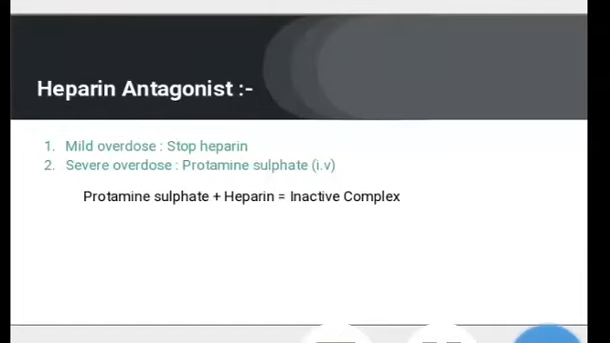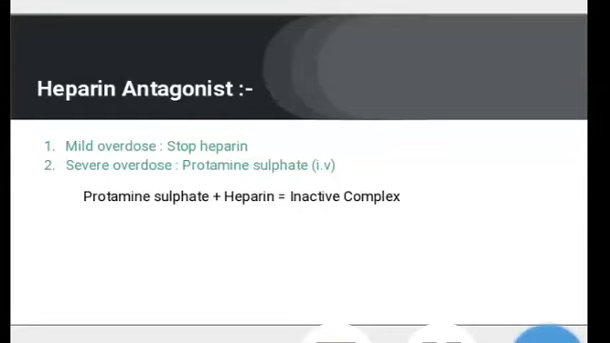the drug which is given IV in case of severe overdose of heparin. The source is derived from species of fish, and the dose of protamine sulfate in heparin toxicity is 1 mg for 100 units of heparin. Protamine sulfate binds with the heparin and forms an inactive complex, which nullifies the action of heparin.